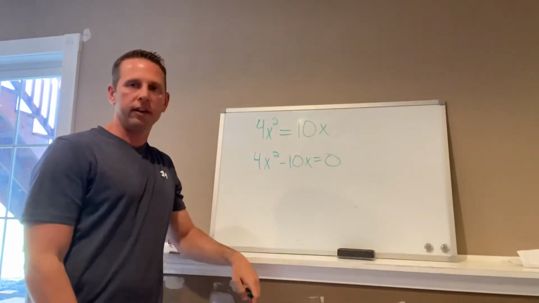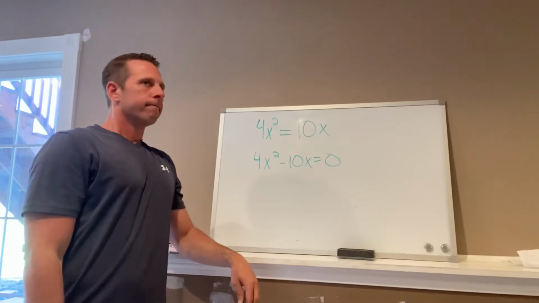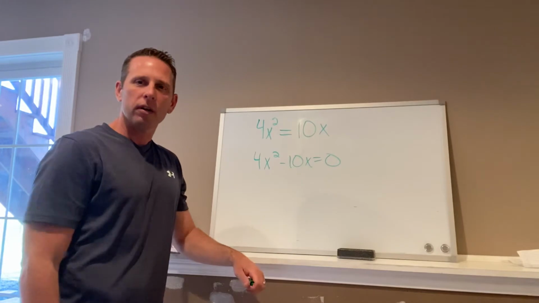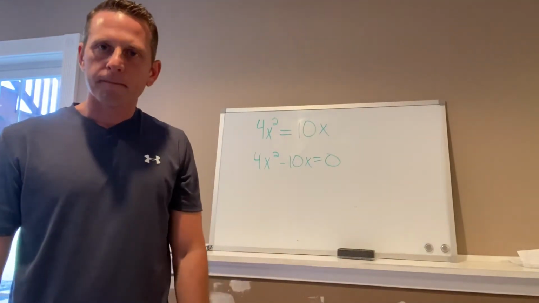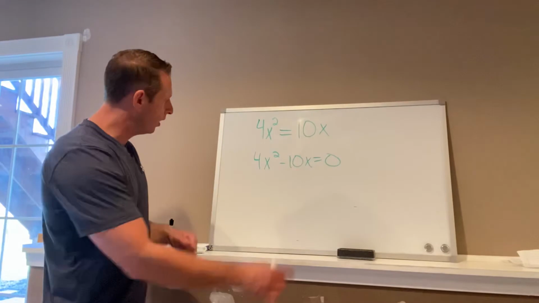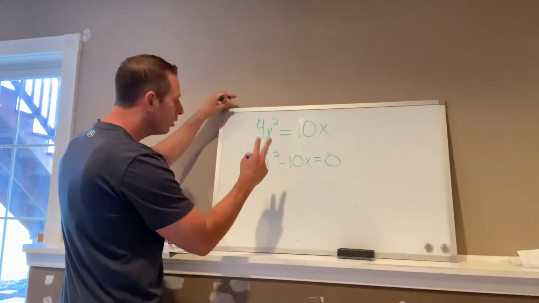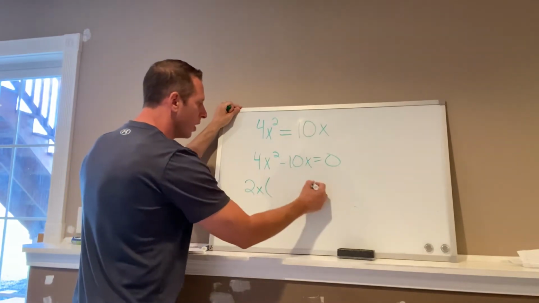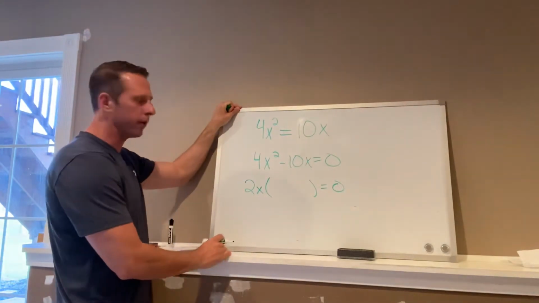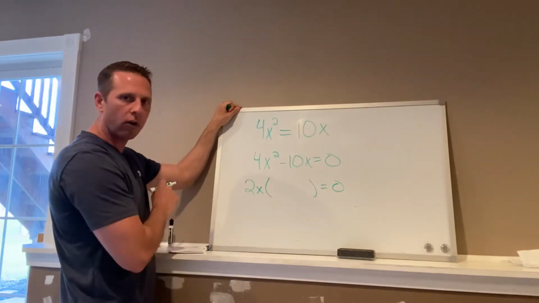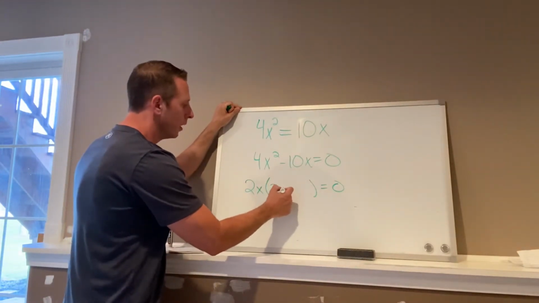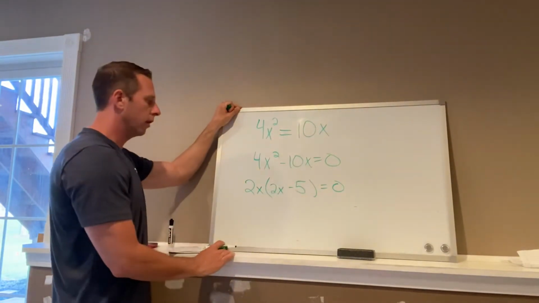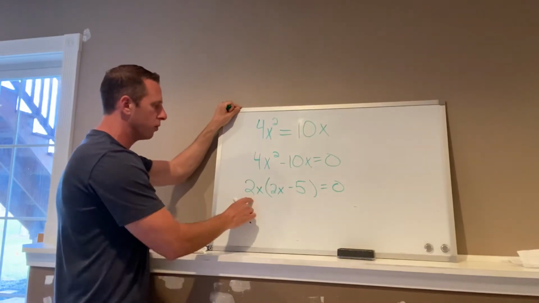Now we need to factor this. It's the first type of factoring that we learned. GCF. What goes in the 4 and 10? 2. X squared and x. We can pull out an x. We're doing the reverse of the distributive property. 2x times what is 4x squared? 2x times what is 10x? All right. 2 times 2 is 4. X times x squared. 2x negative 5 there.